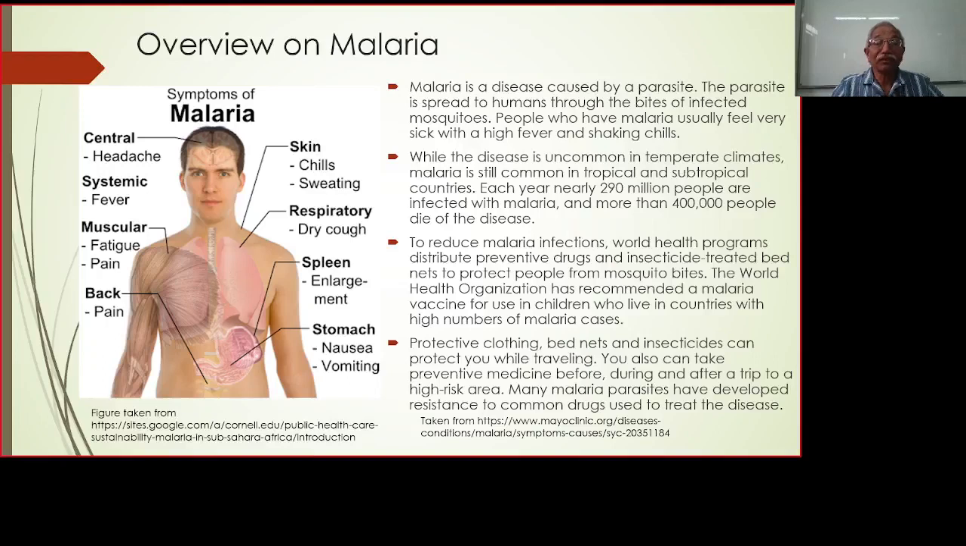So, an overview of malaria: malaria is a disease caused by a parasite. The parasite is spread to humans through the bites of infected mosquitoes, and people who have malaria usually feel very sick with a high fever and shaking chills. And this mosquito grows on water. Mostly if you have accumulation of water after the rains, then these mosquitoes grow.